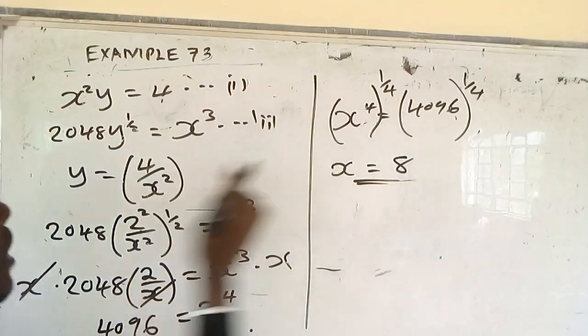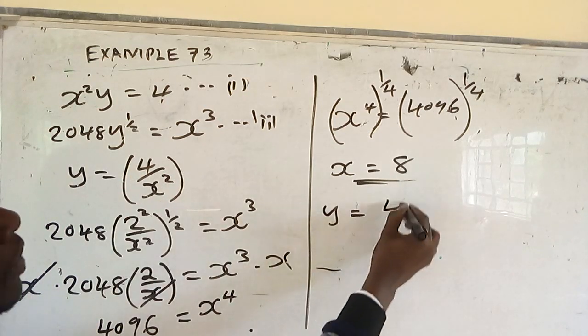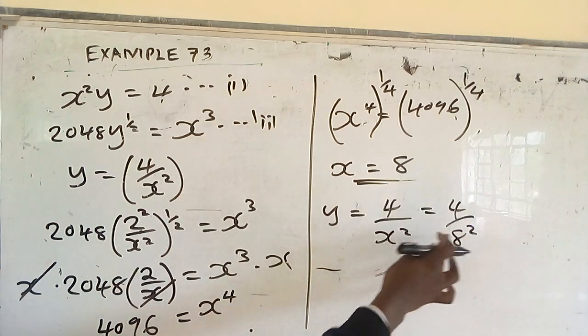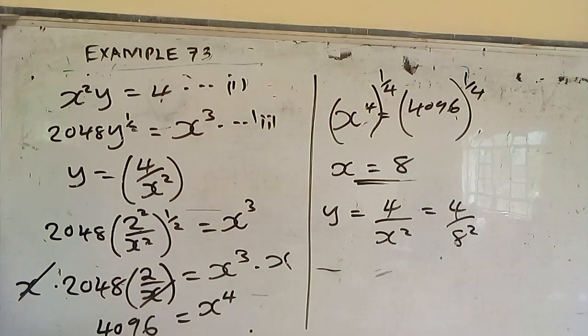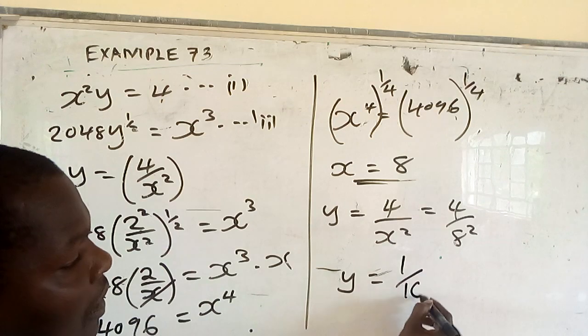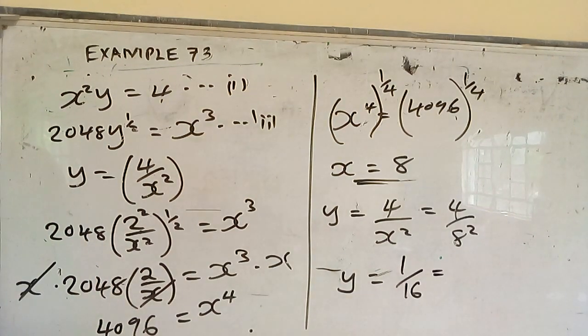After getting x to be 8, what is y? Remember y was 4 over x squared. Meaning it is 4 over 8 squared because x is 8. So what is y? 8 squared is 64, so 4 over 64, which is 1 over 16. You can just leave it as 1 over 16. Are we together? So you found the solution of x and y by eliminating the logarithm.